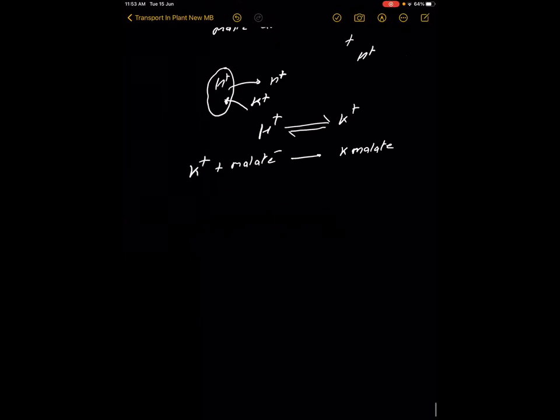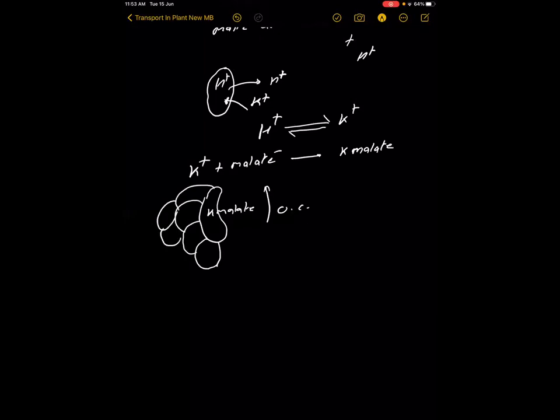Potassium malate is formed here. So in the guard cell, potassium malate increases osmotic concentration. Okay, and because of this, osmotic pressure of the guard cells increases. So guard cells absorb water from the subsidiary cells. Yes, so water enters from the surrounding subsidiary cell into the guard cell.